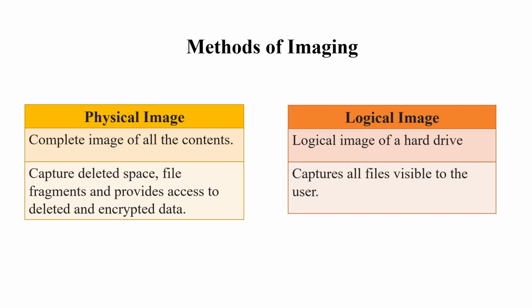Next we'll see methods of imaging. There are two types, physical image and logical image. Physical image is a complete image of all the contents of the storage media, meaning it is an exact copy of the hard drive. It also captures the deleted space, file fragments of the data, and it provides access to the encrypted data also.